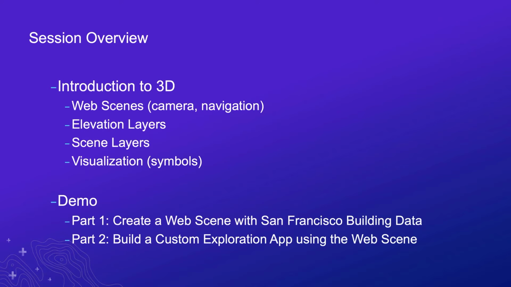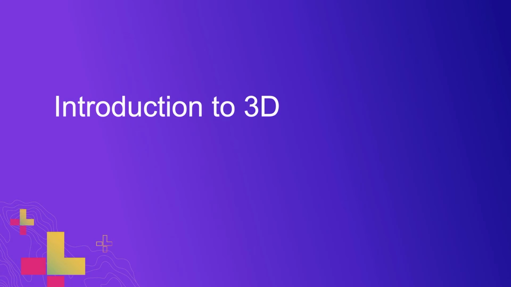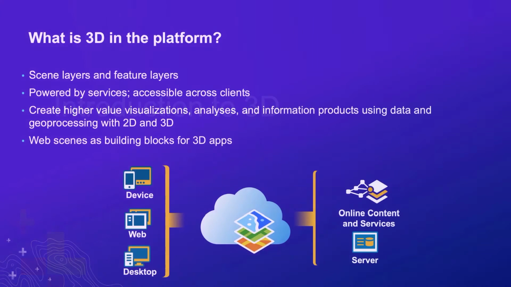And then in the second part, we're going to have a hands-on demo where Russ is going to show you how to process the data in ArcGIS Pro and create a web scene. The example we're going to be using is the San Francisco building data. And in the third part, I will be showing you how to take that web scene and build a custom exploration app of the buildings. So with this, I'm going to pass it on to Russ to talk about web scenes and the platform.